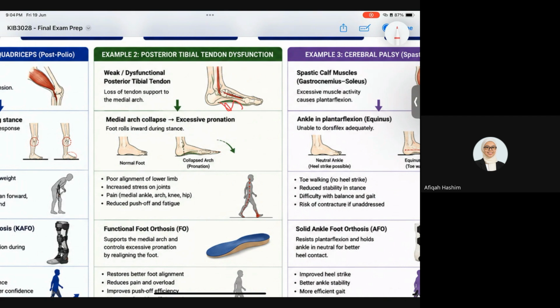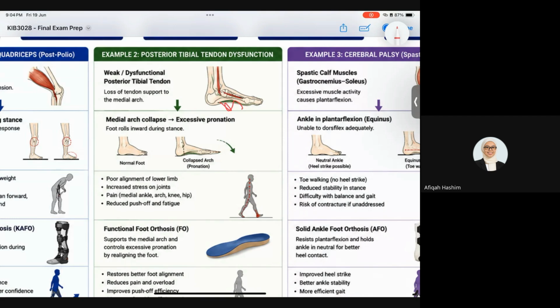So what can we do? Again, we don't repair the tendon using our orthosis. Instead, we can give a functional foot orthosis, an insole, to support the medial arch and reduce the excessive pronation. So this improves the alignment, it will redistribute the pressure, and then decrease the workload on the tendon itself.